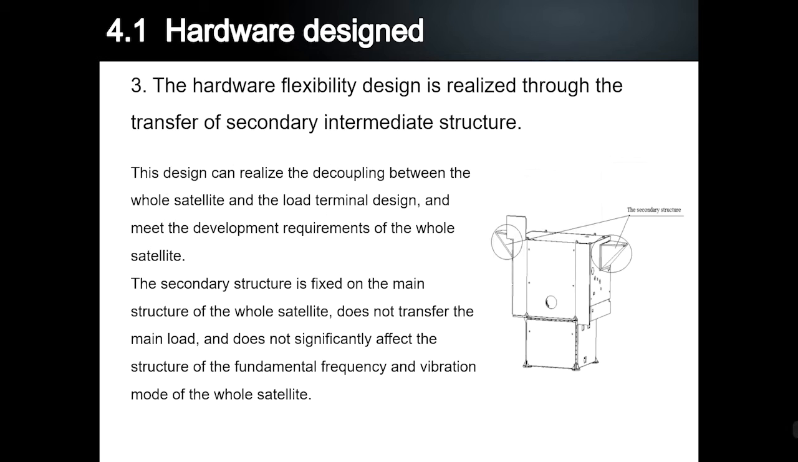3. The hardware flexibility design is realized through the transfer of secondary intermediate structure. This design can realize the decoupling between the whole satellite and the load terminal design, and meet the development requirements of the whole satellite. The secondary structure is fixed on the main structure of the whole satellite, does not transfer the main load, and does not significantly affect the structure of the fundamental frequency and vibration mode of the whole satellite.